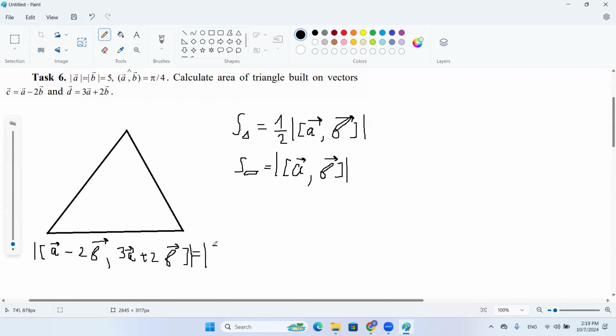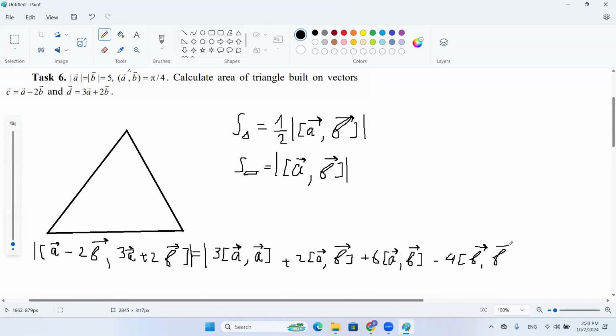So we calculate the module of 3A by A plus 2A by B. Plus 6A by B, because of the anti-commutative rule, and minus 4B by B. But we remember that these components will be eliminated, and it will simplify our calculations.